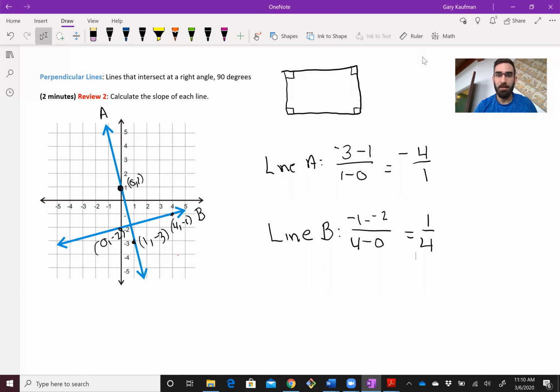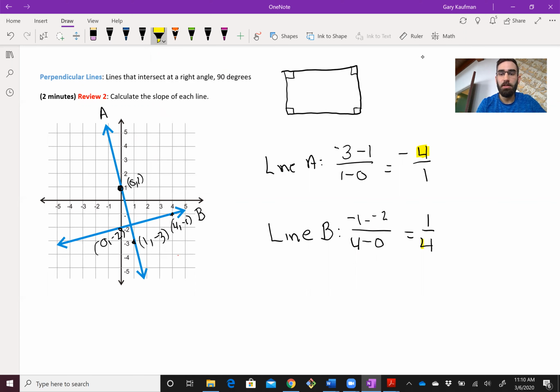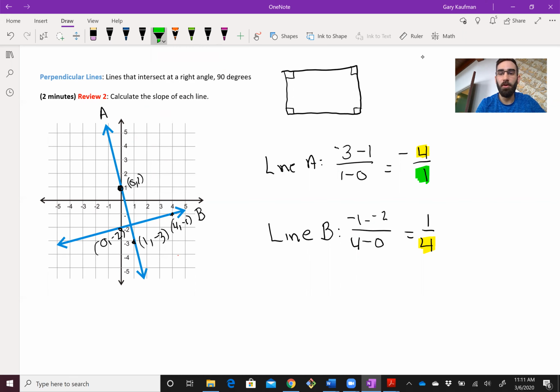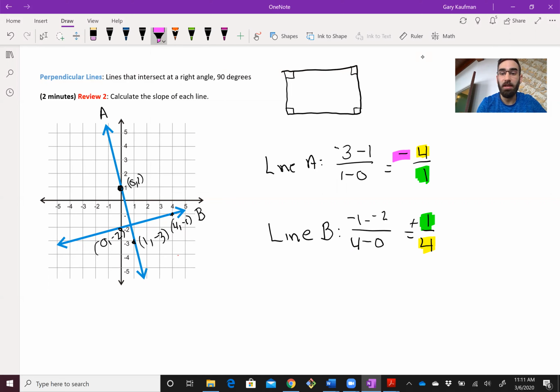Now, perpendicular slopes are a little trickier. Now, notice that I left the slope of line A as -4/1. And I did that on purpose. I didn't reduce it to -4. I did it on purpose so we could see something. What we notice is the numerator in one is the denominator of the other. And the denominator of the first is the numerator of the second. And this one is positive, while the other one is negative. So we have a negative slope versus positive slope. And this is the pattern that we could end up seeing.